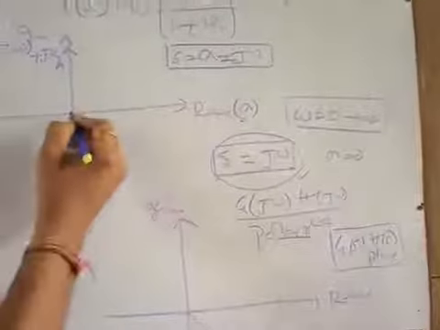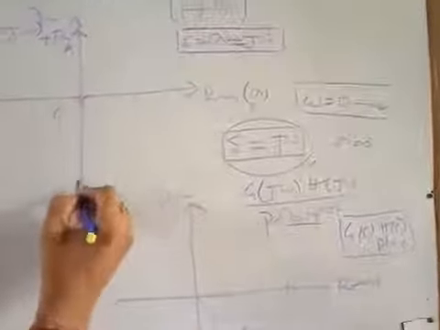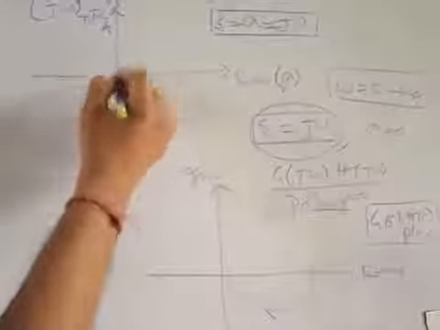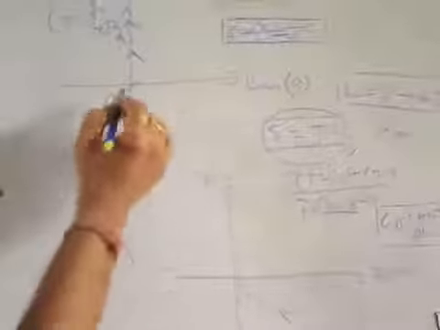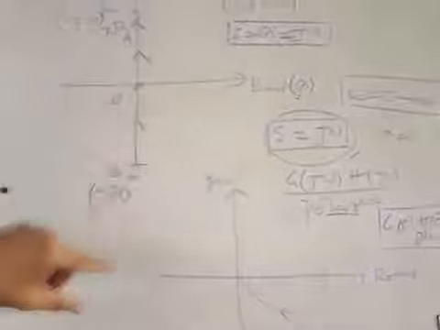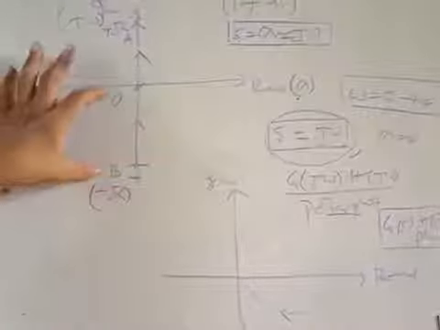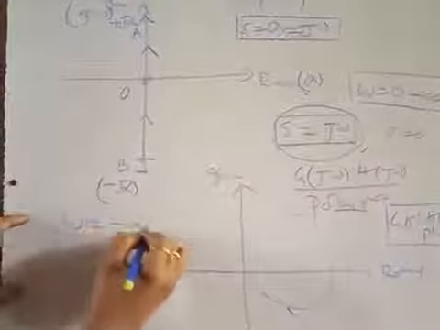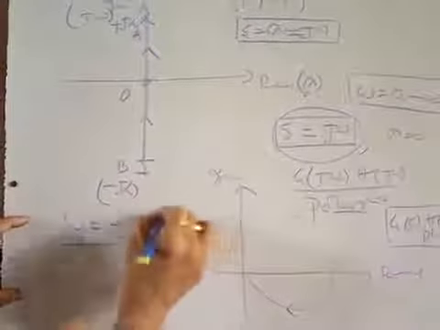And see, from B to 0, from B to 0 means this is your 0 and this is minus j infinity, because this is the negative omega axis or negative imaginary axis. So from B to O, that means omega varies from minus infinity to 0.